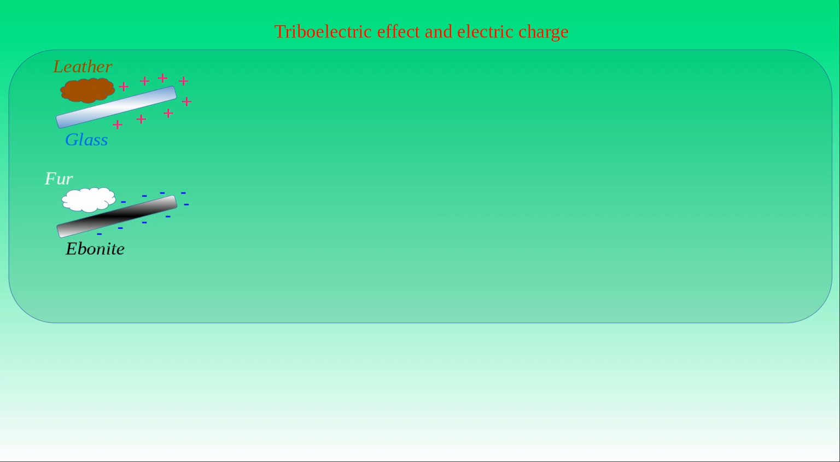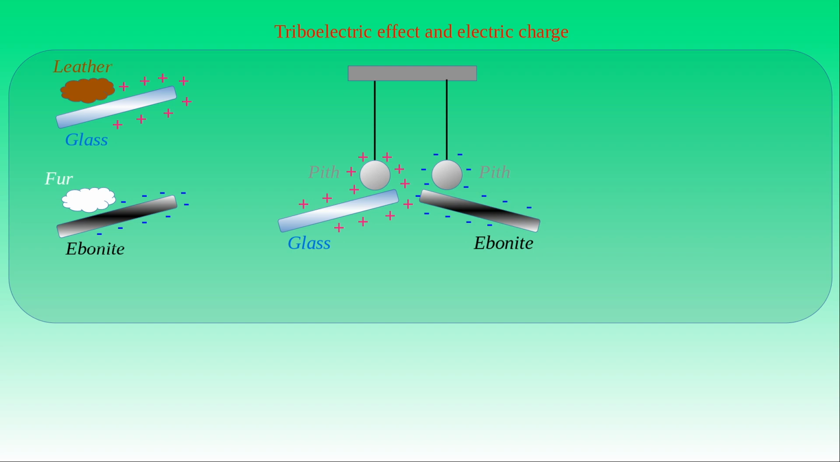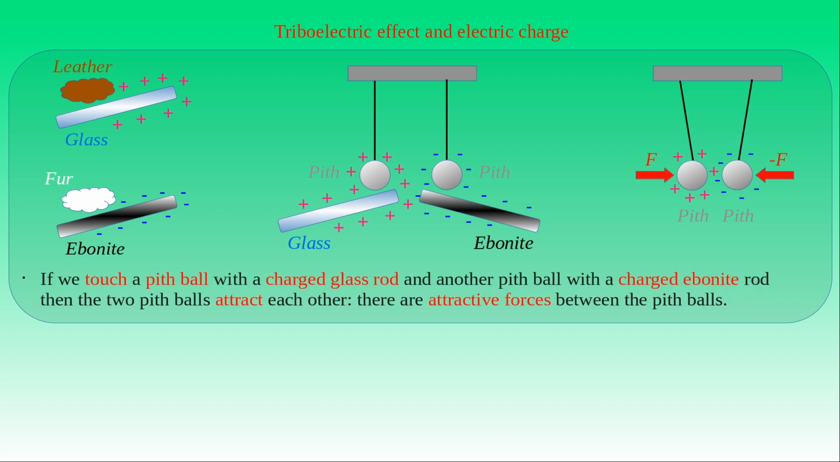If we have two pith balls suspended through strings, we can touch one of them with the charged glass rod and the other one with the charged ebonite rod. If we remove the rods, we see that the pith balls move towards each other, which indicates that they attract each other. This means there are attractive forces between the pith balls.